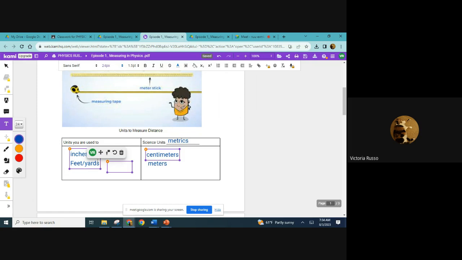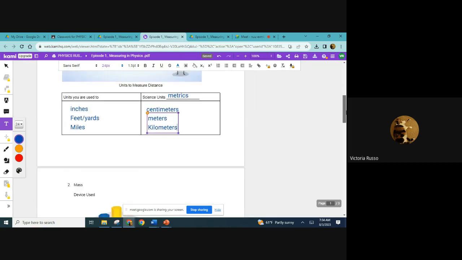And then last but not least, this is probably the one you know the most. In America, when you drive your car, you measure your distance in miles. In other countries that use the metric system, they actually measure the distance in kilometers. And this is the conversion between miles and kilometers that we're going to do the most.